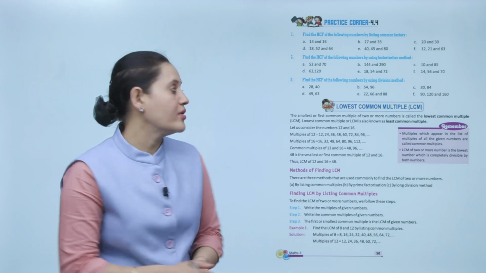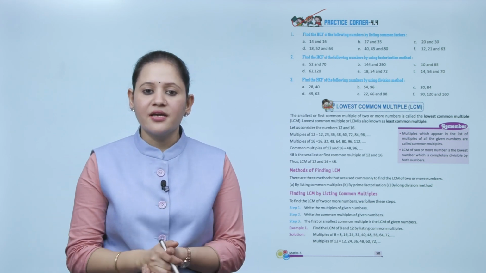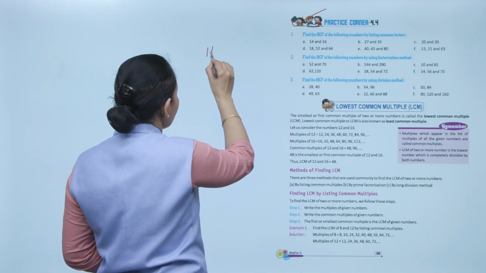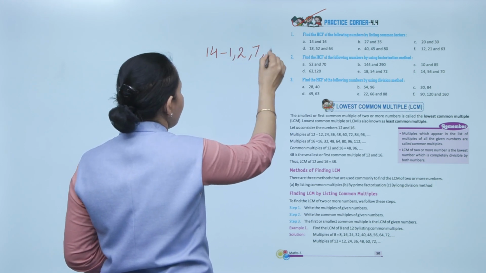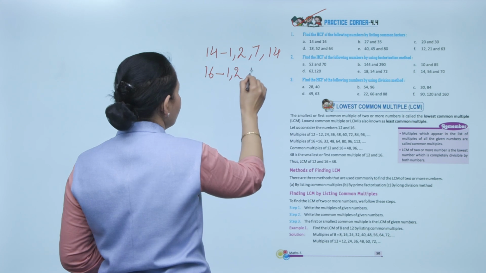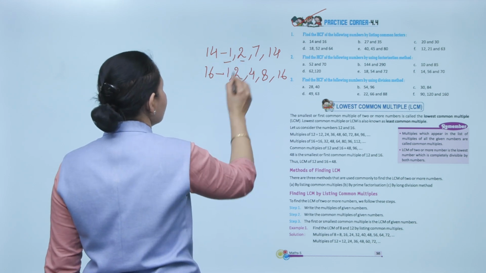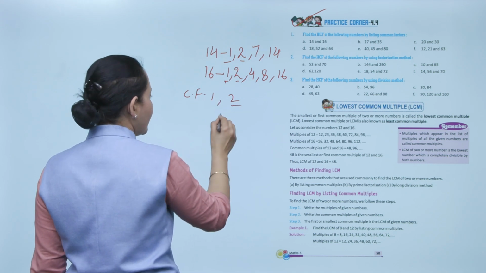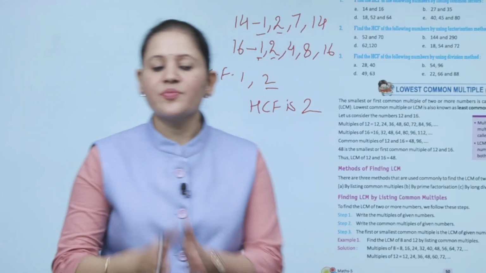Next is practice corner 4.4. Find the HCF of the following numbers by listing common factors. The numbers are 14 and 16. Factors of 14 are 1, 2, 7 and 14. And factors of 16 are 1, 2, 4, 8 and 16. Common factors are 1 and 2. And the highest is 2, so HCF is 2. Clear? So practice all the questions.